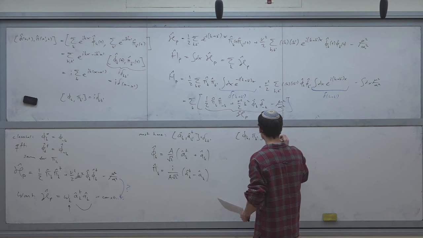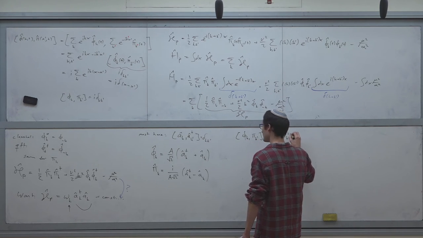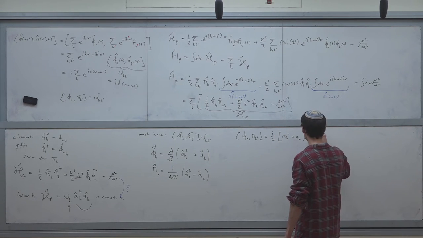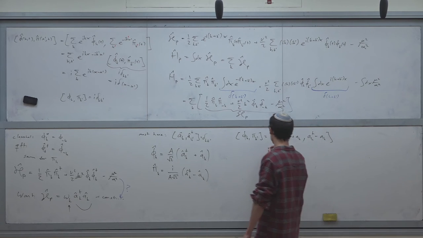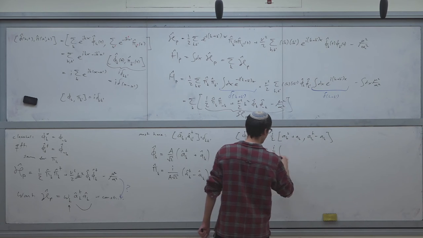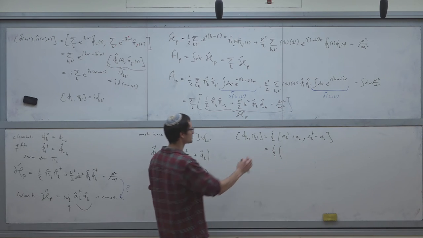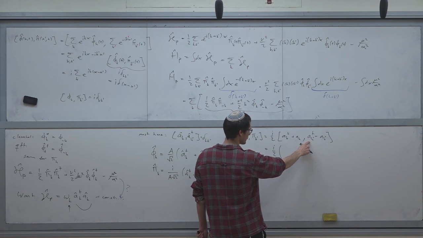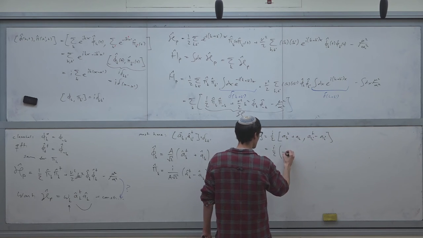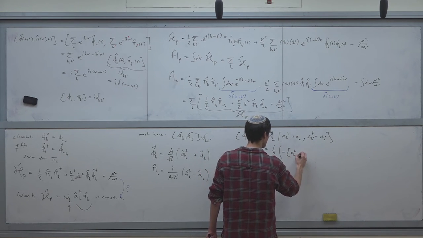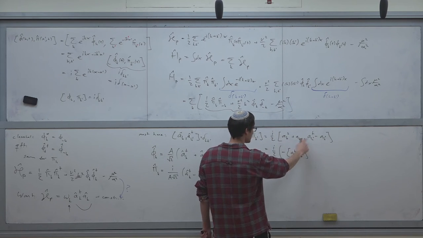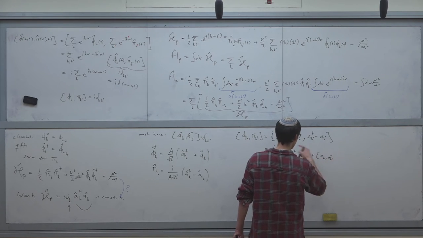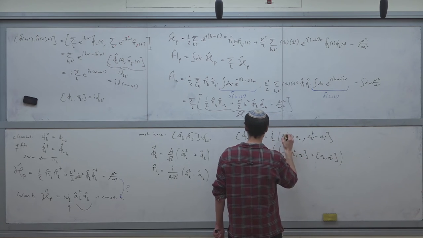So I get here i over 2, and then there's an ak dagger plus ak, and take the commutator of this with ak dagger minus ak. When I take this commutator, there are 4 terms, but 2 of them are just 0. So ak dagger, sorry, there are primes here, ak dagger with ak prime dagger is 0. Then ak and this ak prime dagger, that is minus ak dagger ak prime. And then here I have one more, which is plus ak ak prime dagger. And then the last one also cancels. And of course, these are all operators.